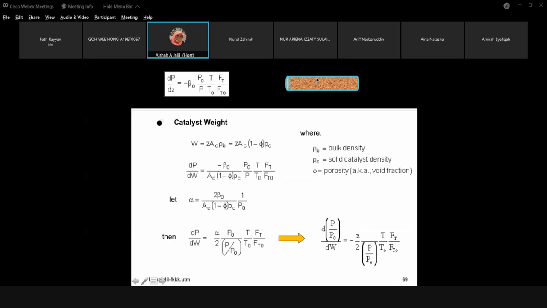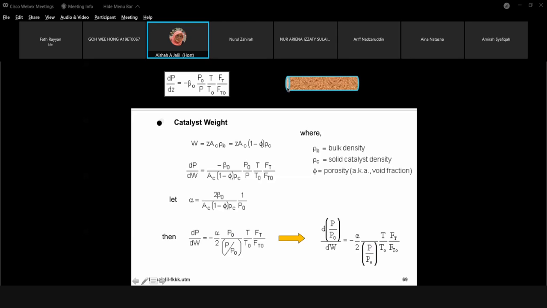This is the packed bed reactor. If you can imagine, this is a packed bed reactor, so you know how to calculate the volume of this cylinder. The weight W is the area of here times the length. That's why Z is the length, and the area is this one, A_c, times rho_B. Rho_B is the bulk density, which you have to calculate and multiply.